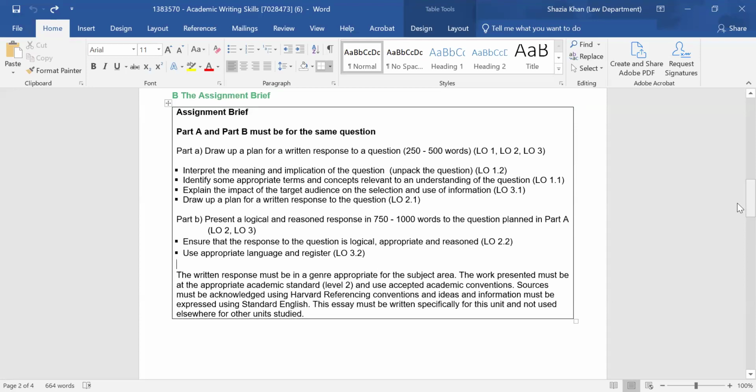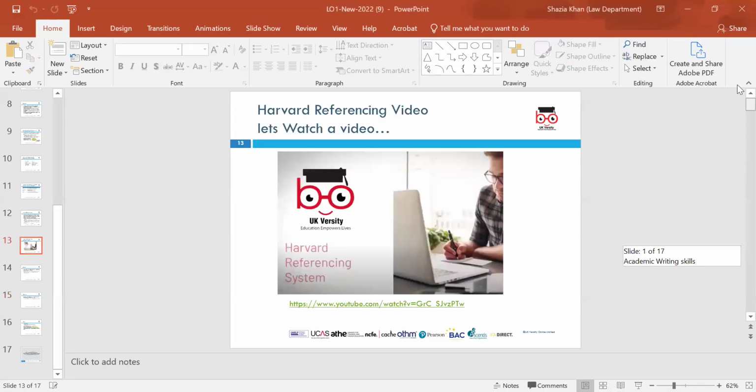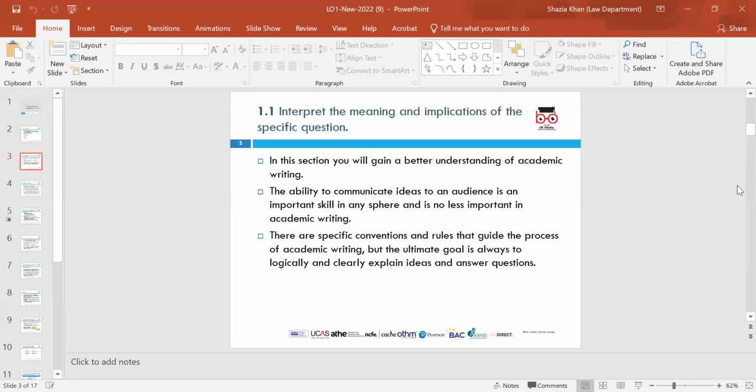Because some of them use learning outcome 2 and learning outcome 3, 4, and some of them use 2.1 or 1.1, it clearly identifies that when you're looking at your PowerPoint slides. It tells you where you should be looking. I'll just give you an example. Let's go back onto one of the slides, and let's go to learning outcome 1.